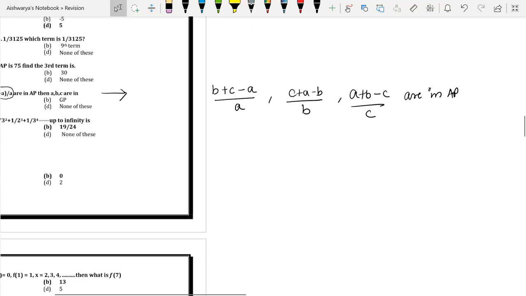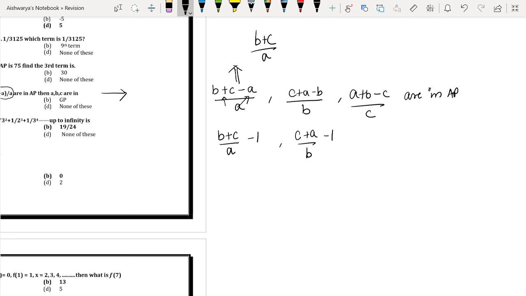Okay, now properties of arithmetic progression. One of the properties is if these three are in AP, we can also say that (b plus c) by a minus 1, what I've done is I've divided this and I've divided this separately and written, (c plus a) by b minus 1. Have you understood how I've got this? I've just written it as (b plus c) by a minus a by a. I've split it into two terms. This is nothing but (b plus c) by a minus 1. Okay. So the last term also I'm going to write it like that.